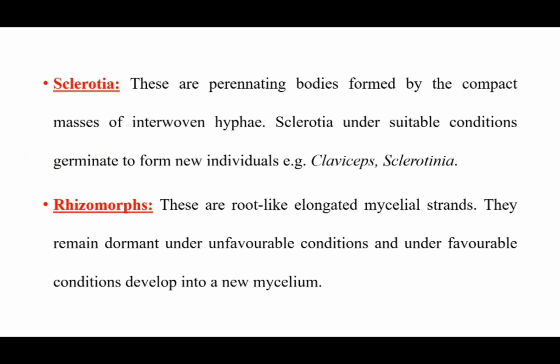Then sclerotia. What are sclerotia? These are perennating bodies formed by compact masses of interwoven hyphae. Sclerotia under suitable conditions germinate to form a new individual, as seen in Claviceps and Sclerotinia. Sclerotia are perennating bodies, that means in unfavorable condition, they undergo a dormant condition. Then again, when the favorable condition comes, they germinate and form a new individual.